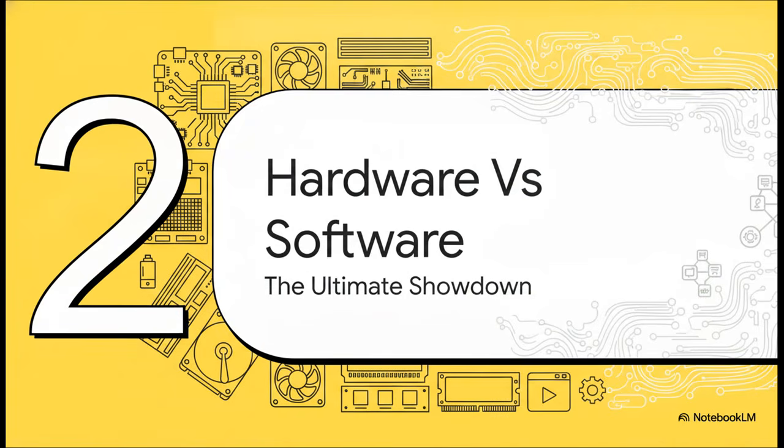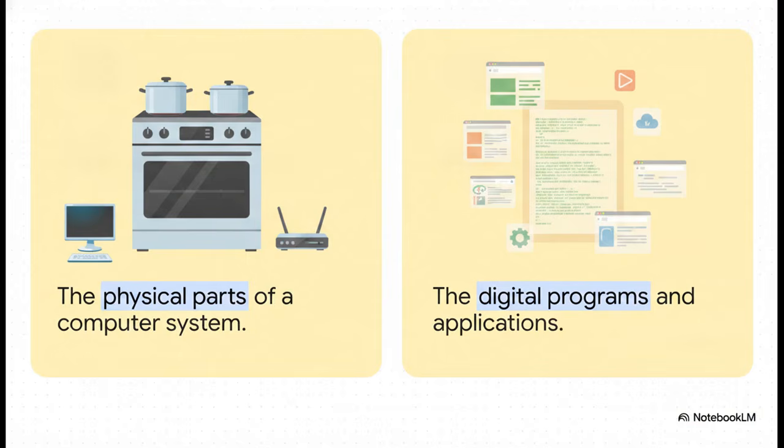Moving right along to Section 2, Hardware versus Software. So people actually get hardware and software confused quite a bit, so let's put them side by side to make the distinction crystal clear. Hardware is your tangible platform, the desktops, the routers directing network traffic, the physical cables. Software, on the other hand, is the programs and applications, like your web browsers or the integrated development environments, or IDEs, that programmers use to write code.